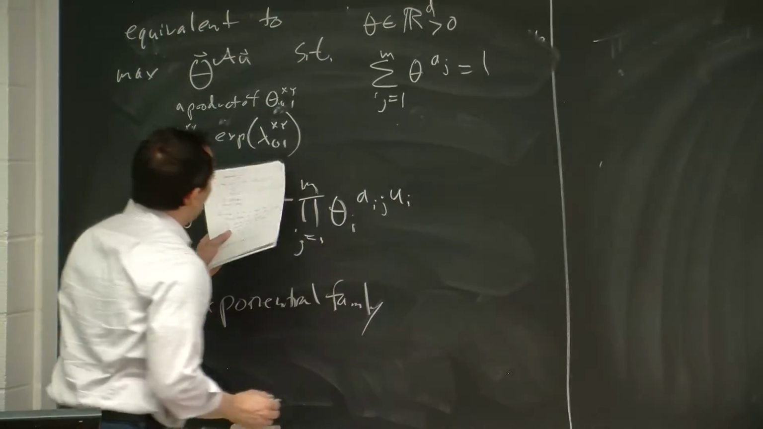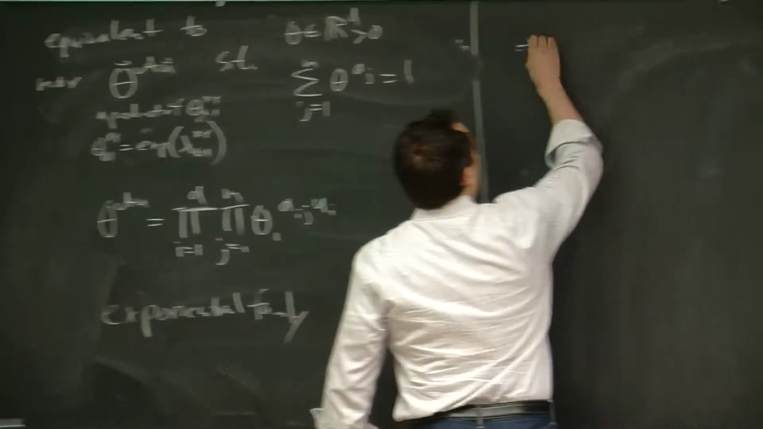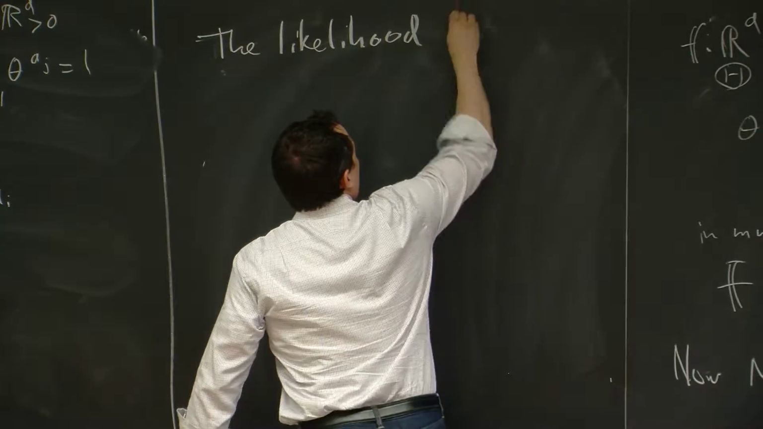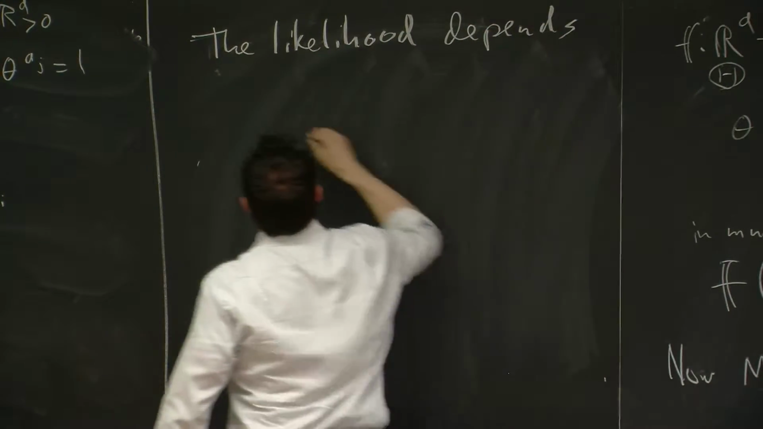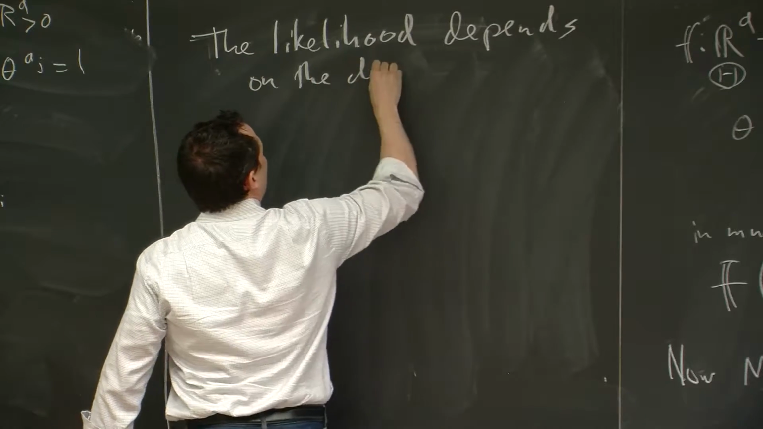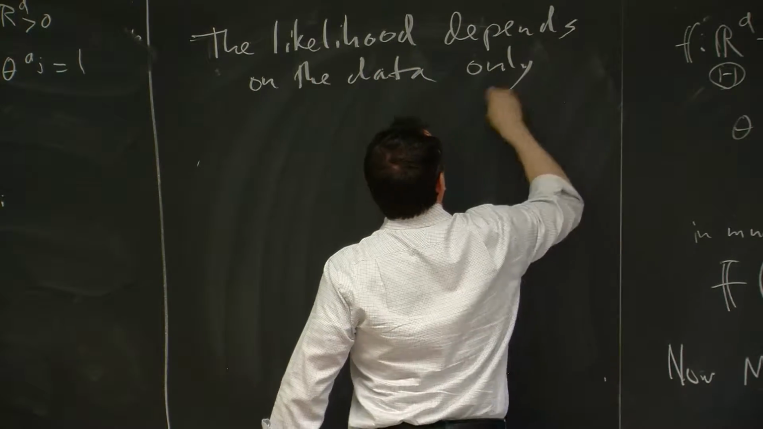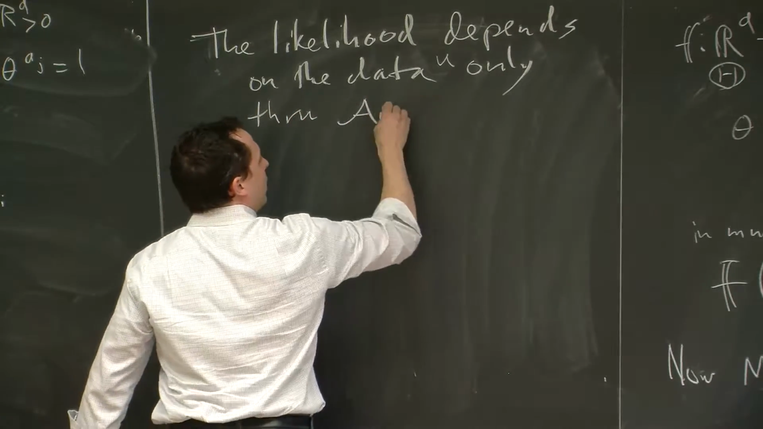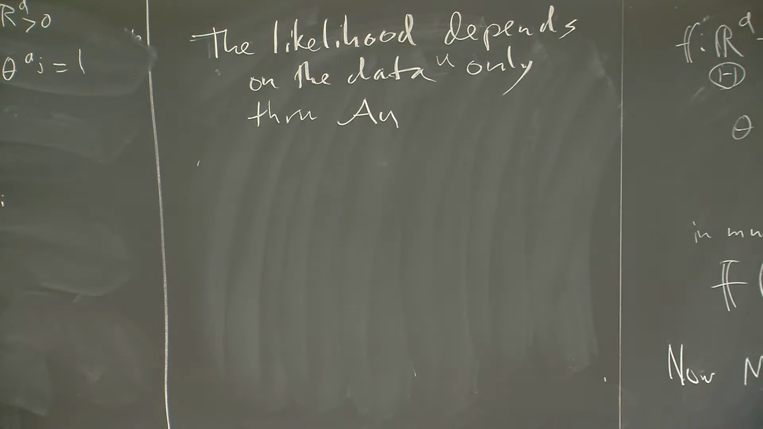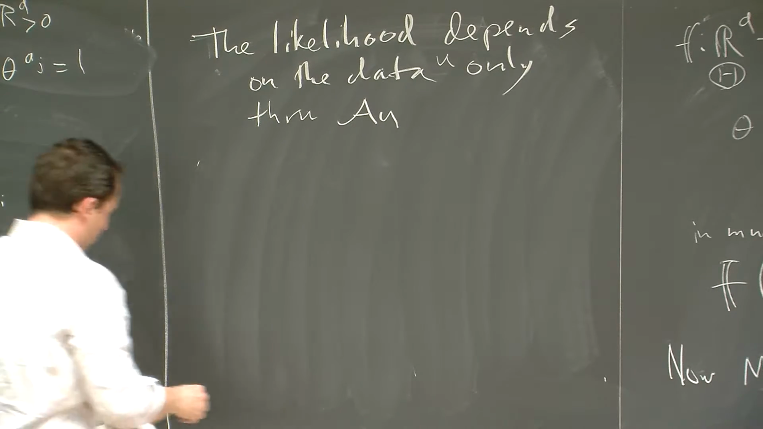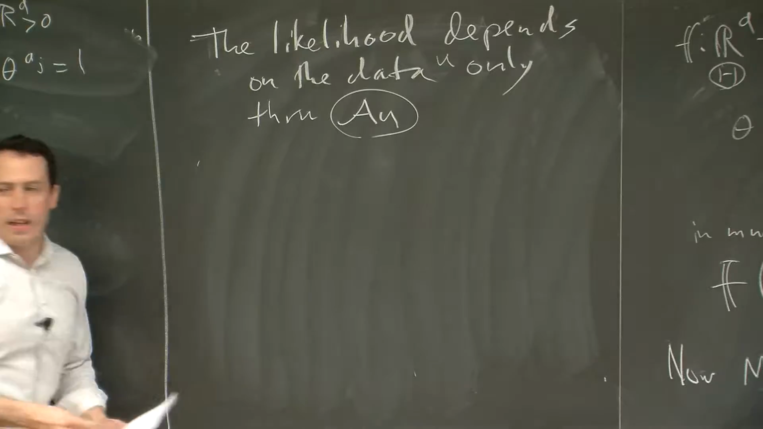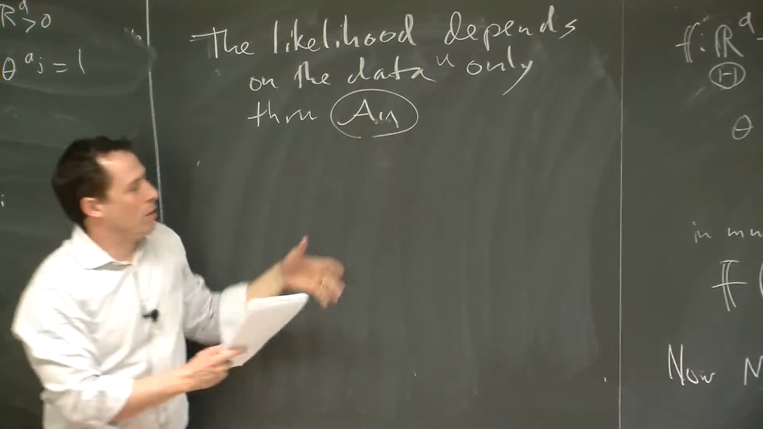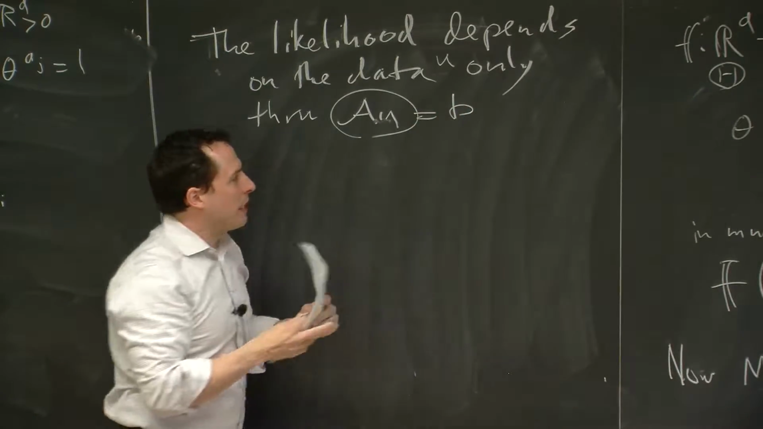One of the points is that this means that the likelihood depends on the data, the data u, only through this function A u. Okay? Only through A u. Which is what I mean when I say, okay, A computes the sufficient statistics. Once you know A u, and you can call this a vector b. b is the vector of counts.